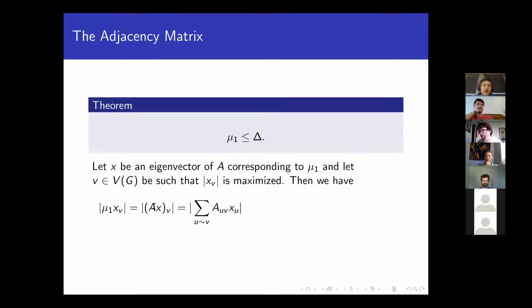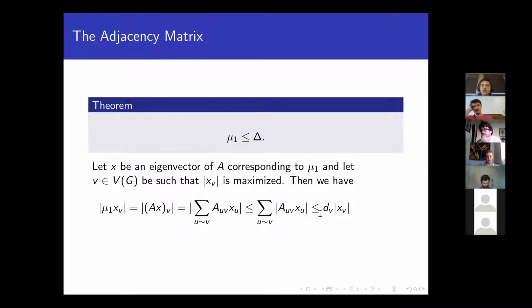Again, saying nothing. If we drop the absolute values, this term here is exactly the sum over all the A_uv times x_u terms. And we can restrict ourselves to u that are adjacent to v because every other term is going to be 0, just by how the adjacency matrix is defined. And now we're going to apply the triangle inequality here just to bring in the absolute values. And now these A_uv are all going to be equal to 1. And this x_u term is going to be at most x_v in absolute value, just by how we chose v. And so each term here is going to be at most x_v.